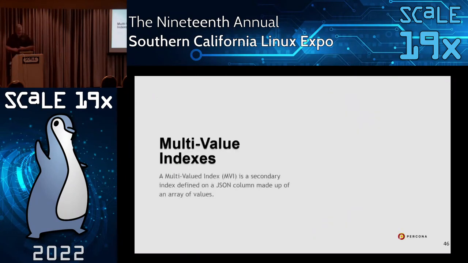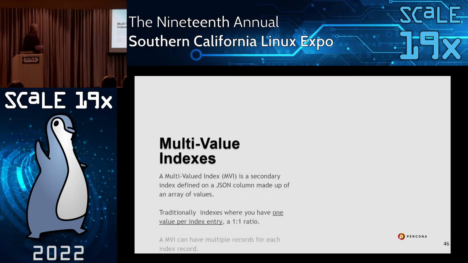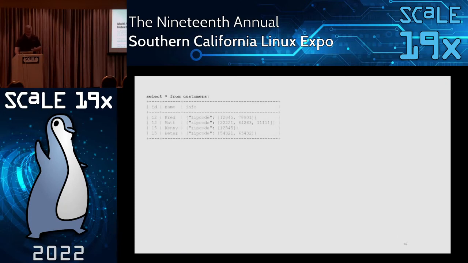Multi-value indexes. The gentleman who was speaking before me, Kenny, was kind of the father of this at MySQL. A multi-valued index is a secondary index defined on a JSON column made up of an array of values. MySQL does not have an array data type. JSON has an array, so people started using the JSON data type as an array data type. The only trouble with that is previously you could have one index entry per row. But in this case we have multiple entries on the row and we just can't have one index entry. So multi-value indexes let you get past that.